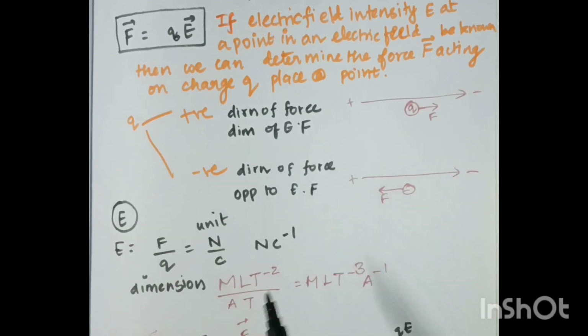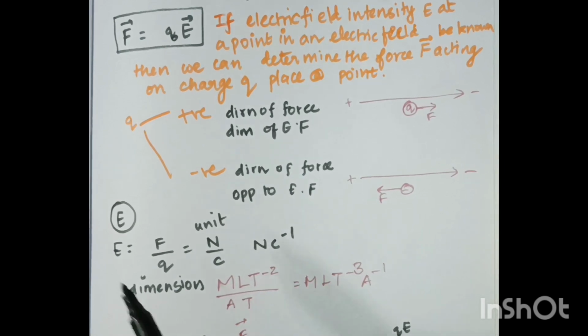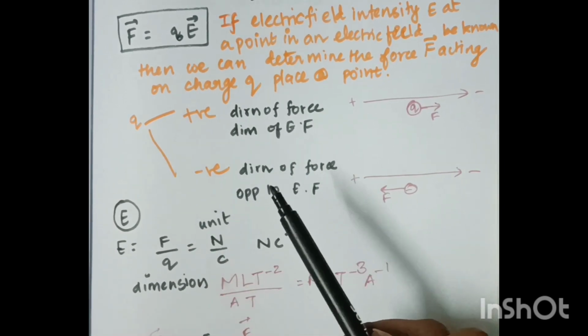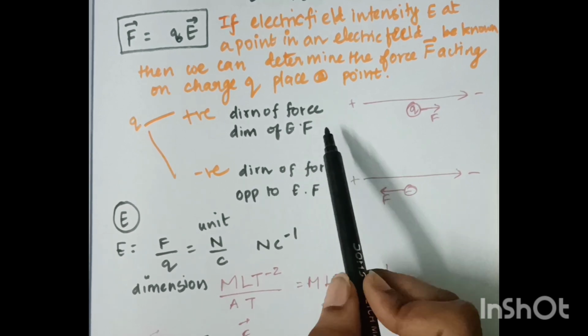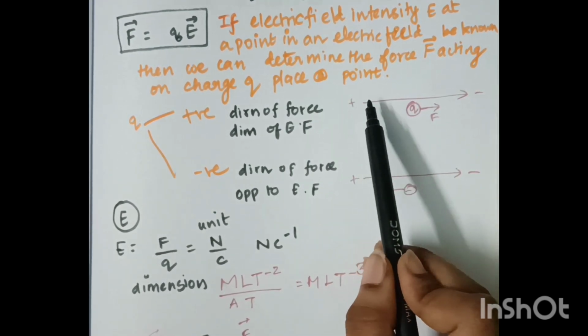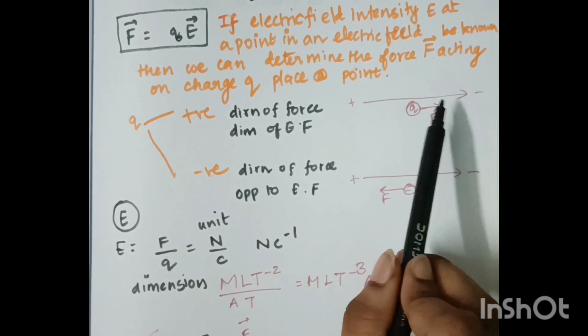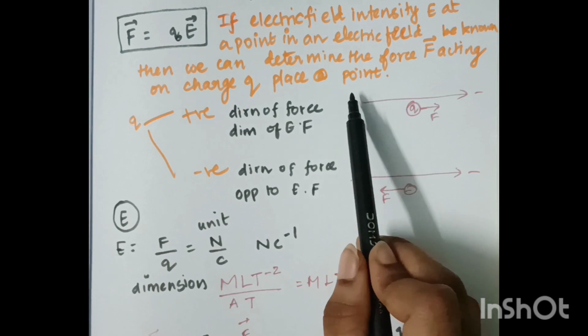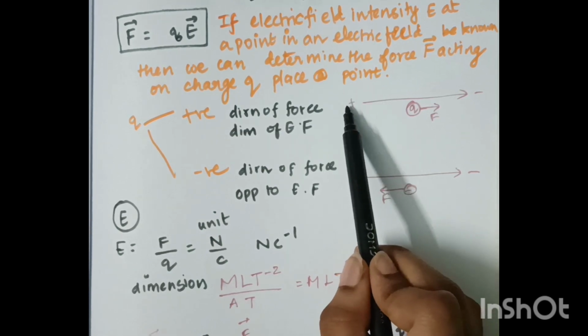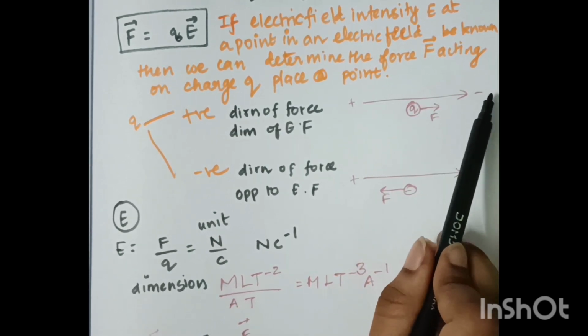What is the direction of force? Before that, I wish to say one more thing. What is the direction of electric field? Electric field originates from the positive charge and goes towards the negative charge. Please remember, if this is the direction of electric field, then you can assume the positive charges are accumulated on this side and the negative charges are accumulated on this side.